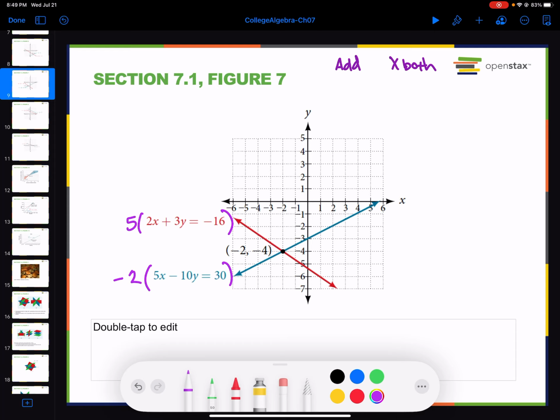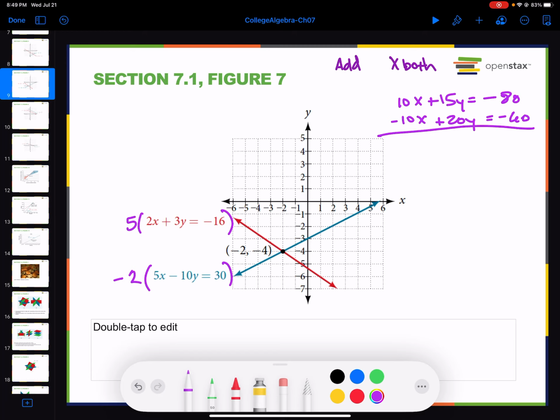So let's go ahead and distribute that through. That's going to give us 10x plus 15y equals negative, sorry, I'm going to have to get my calculator. I didn't have this in my notes yet. 16 times 5 is 80. And then let's distribute the negative 2 through the other equation. That's going to give us negative 10x plus 20y equals negative 60.